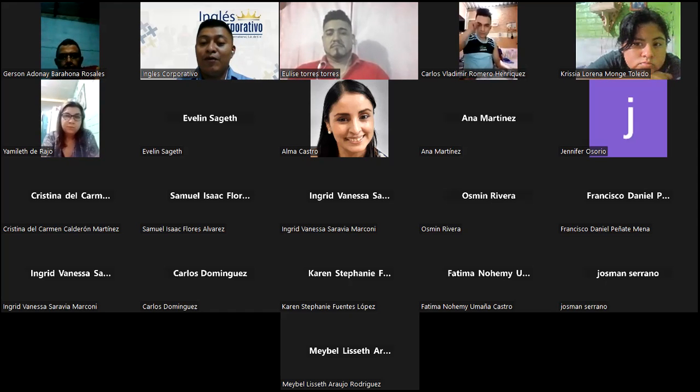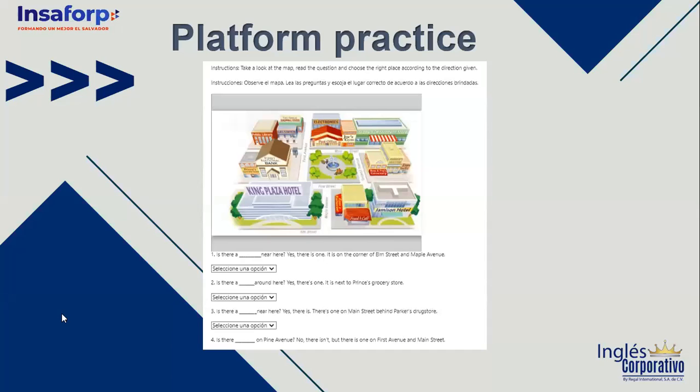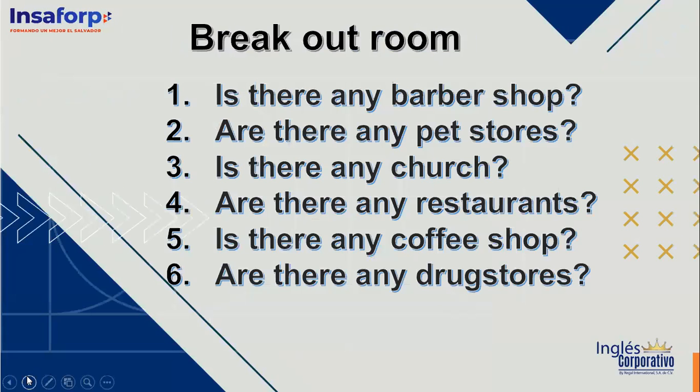Here we go. We have already finished the exercise. You did a great job solving this. Now we're going to go to the breakout rooms and we are going to practice this question. Is there any barbershop in your neighborhood? What is a good answer for this question? Is there any barbershop in your neighborhood? Yes, there is. And you say, there is one.